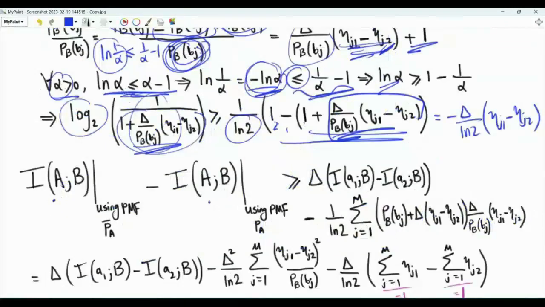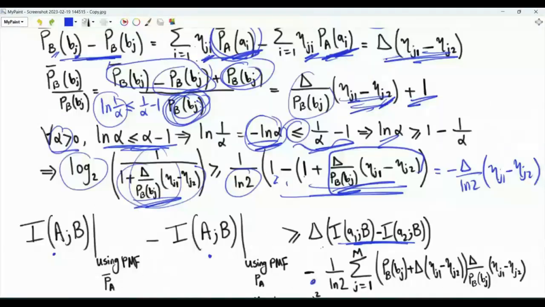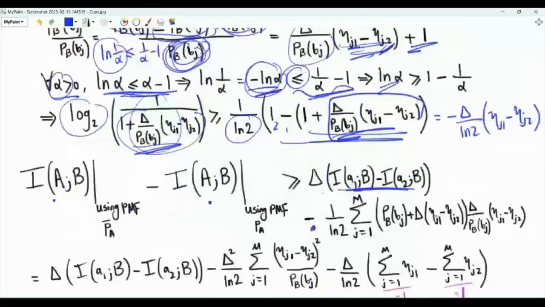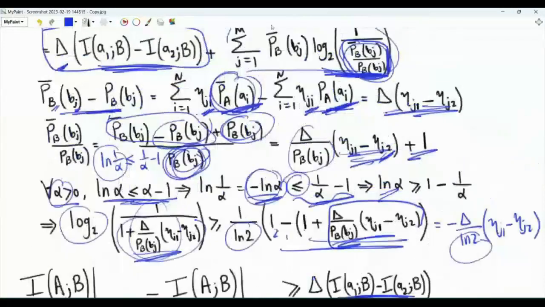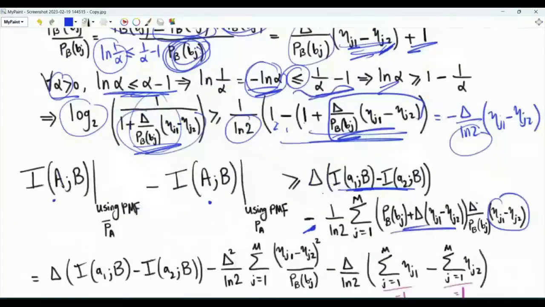The difference in the mutual information is greater than or equal to delta, and then this positive quantity by assumption. Then what we have after employing the logarithm inequality is minus 1 over ln 2, and then delta divided by this probability times this bracket here. And then we have this probability. I can write this probability as this term here, plus the probability that random variable B is equal to Bj. Here, I mean using the old PMF. So this is the new probability that B is equal to Bj, and this is what we get when we employ our inequality here.